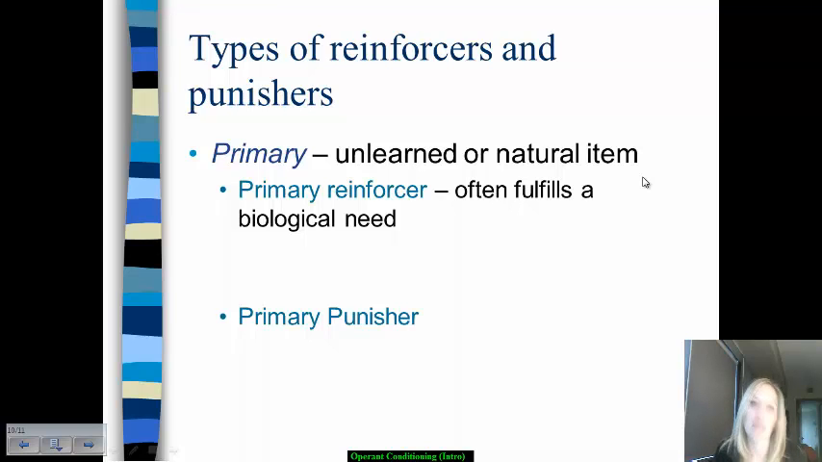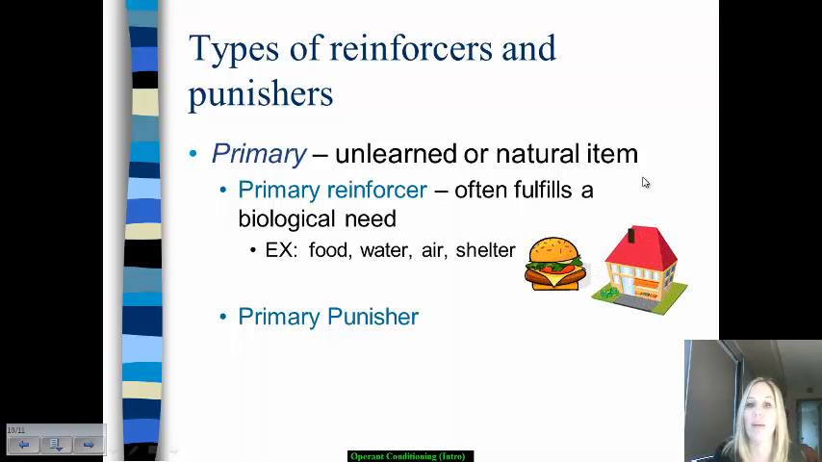The issue at hand, though, is that you have primary and secondary reinforcers and punishers. So if something is a primary reinforcer or punisher, it's an unlearned or natural item that you naturally respond to. So for a primary reinforcer, it's going to fulfill some kind of biological need. So examples of this would be food, or water, or air, or shelter. These fulfill natural, instinctual needs that you have. So that's why they're considered to be primary reinforcers.